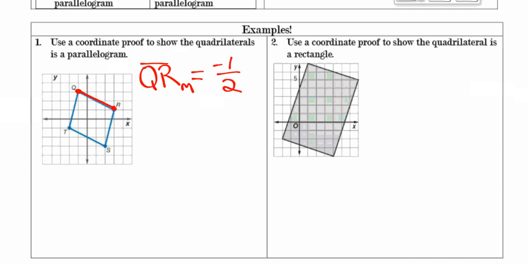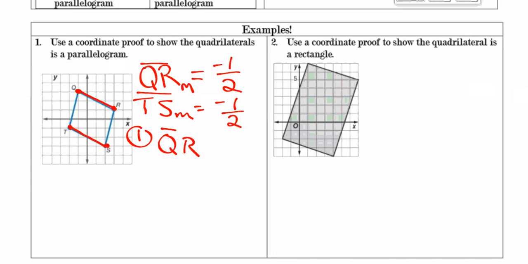I'm going to do the same thing for TS. TS, again, it's not surprising. Going from T to S, the slope of TS is the exact same thing, also negative 1/2. So that's the first thing I really wanted to show. I have one set of parallel sides. QR is parallel to TS.